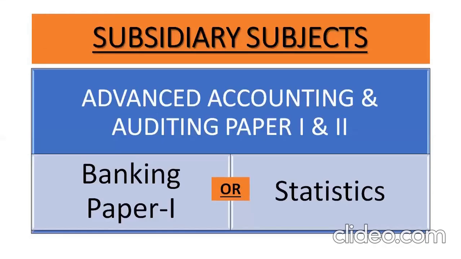Now the next thing is, if we are opting for specialization in advanced accounting and auditing, then what are the subsidiary subjects that we are supposed to choose? Then you have two options here. Either you can go for Banking Paper 1 or you can go for Statistics. It is your choice what you want to go for.